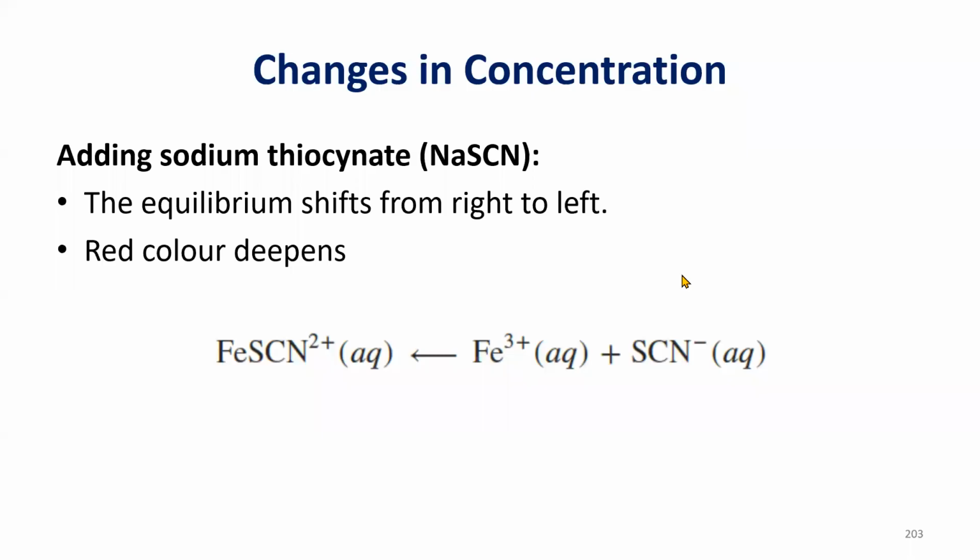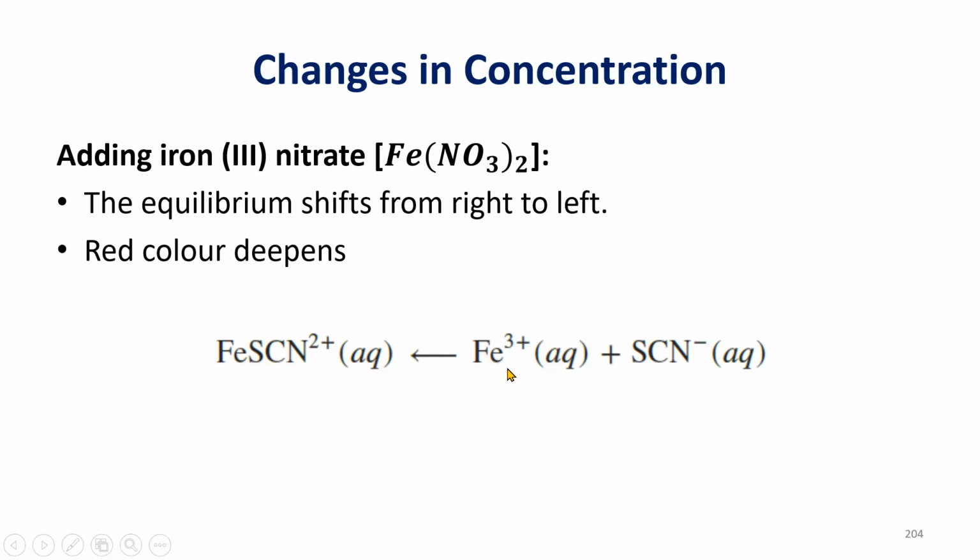Now, you can consider another case where you're adding iron 3 nitrate into the solution, into our equilibrium mixture that we had at the beginning. So what happens when you introduce this iron 3 nitrate is that you're introducing more iron 3 ions into solution. So you are increasing the concentration of iron 3 ions in the equilibrium mixture.